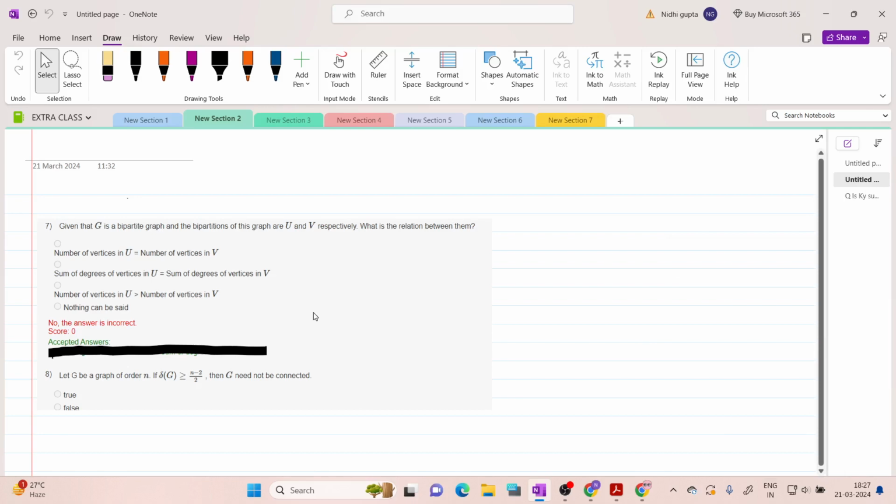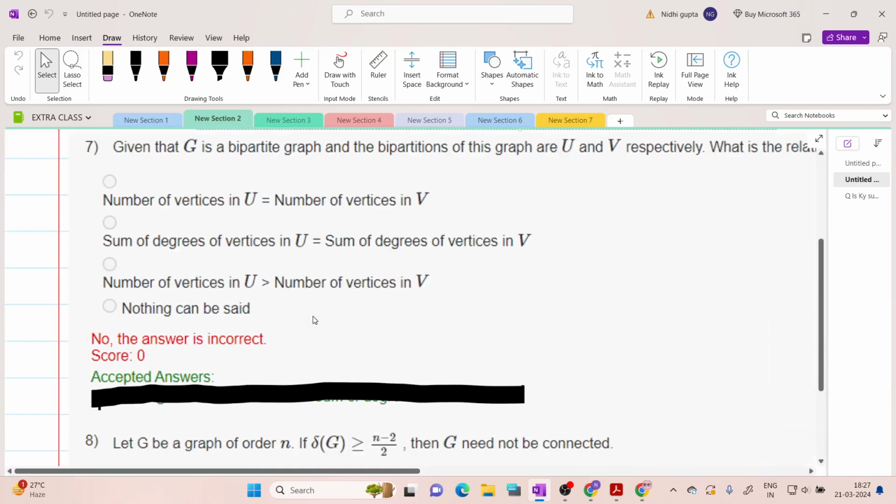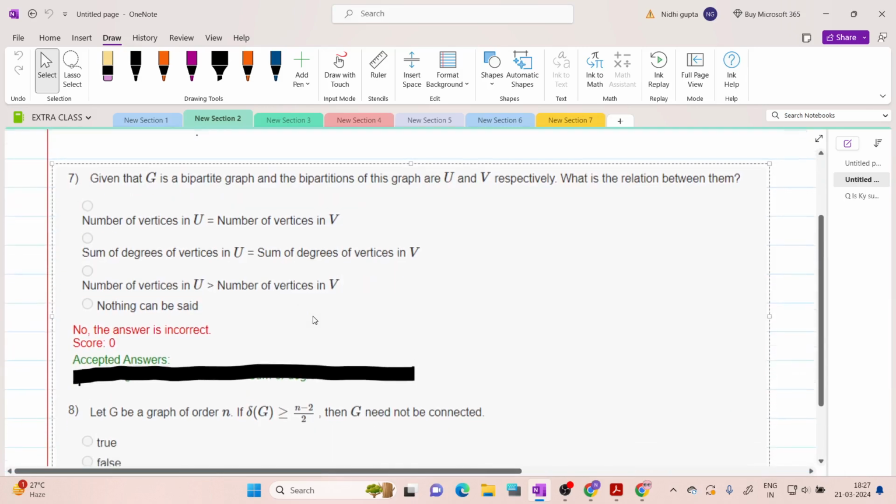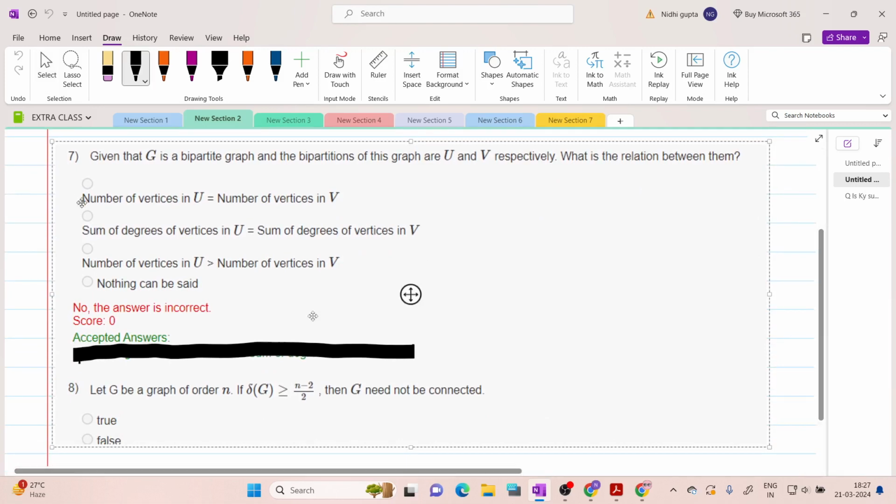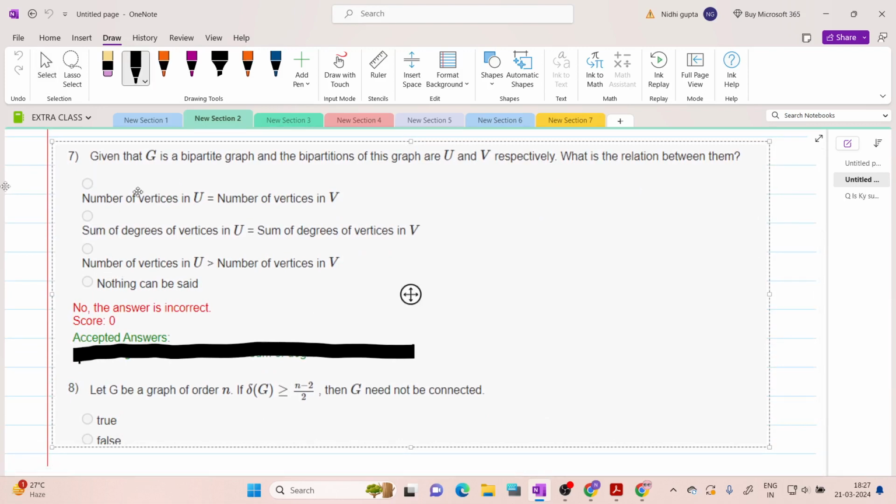So the next question is, if G is bipartite, we'll look at each statement turn by turn. You'll tell me if it is true or false. So G is a bipartite graph with bipartitions U and V respectively. The first statement says that if G is a bipartite graph, then the number of vertices in U should be equal to the number of vertices in V. True or false?